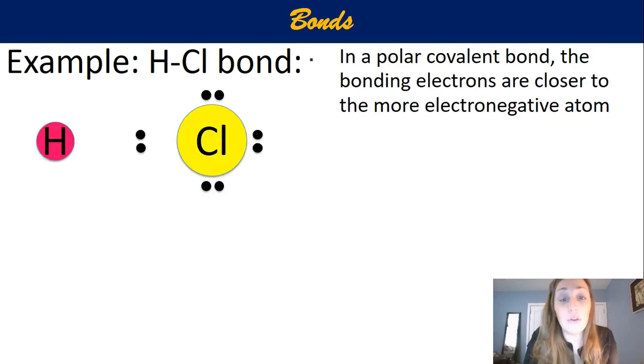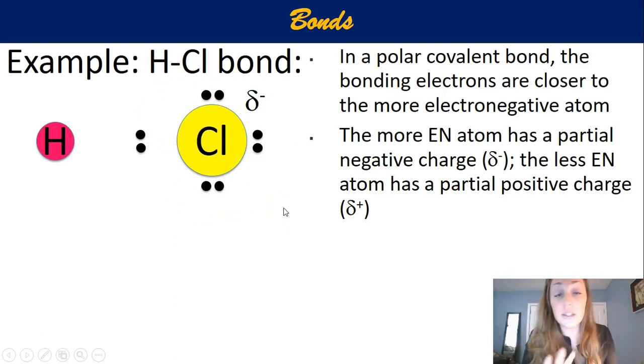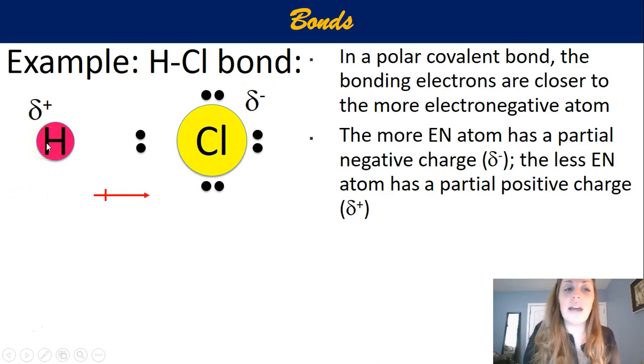If you have a polar covalent bond, the bonding electrons are closer to the more electronegative atom because that atom is stronger and has the stronger ability to pull the electrons. The more electronegative atom is labeled as having a partially negative charge. This lowercase delta Greek sign means partial. So you want to label your chlorine as having kind of a negative charge. It's not a full negative charge because it doesn't own that extra electron, but it's a little more negative than other things. Now, if this chlorine has a partial negative, the less electronegative atom, the hydrogen, is going to have a partial positive.